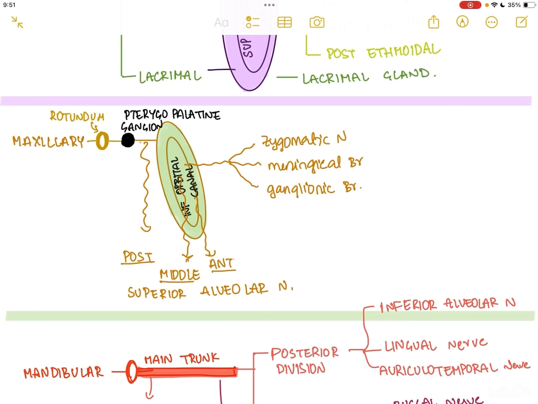The maxillary nerve in the inferior orbital canal is giving the anterior and the middle superior alveolar nerves. Alveolar refers to teeth, right? This maxillary nerve is also giving the posterior superior alveolar nerve. The other branches are zygomatic, meningeal, and the ganglionic branches. So the main function of this maxillary division is to supply the teeth. The infraorbital nerve supplies the anterior and the middle superior alveolar nerves, and from the direct branch of the maxillary nerve, it supplies the posterior superior alveolar nerve.